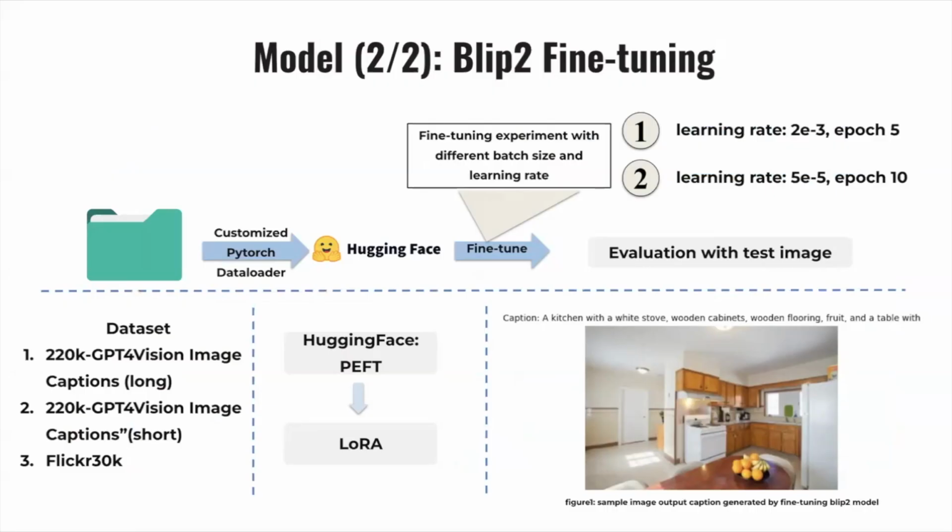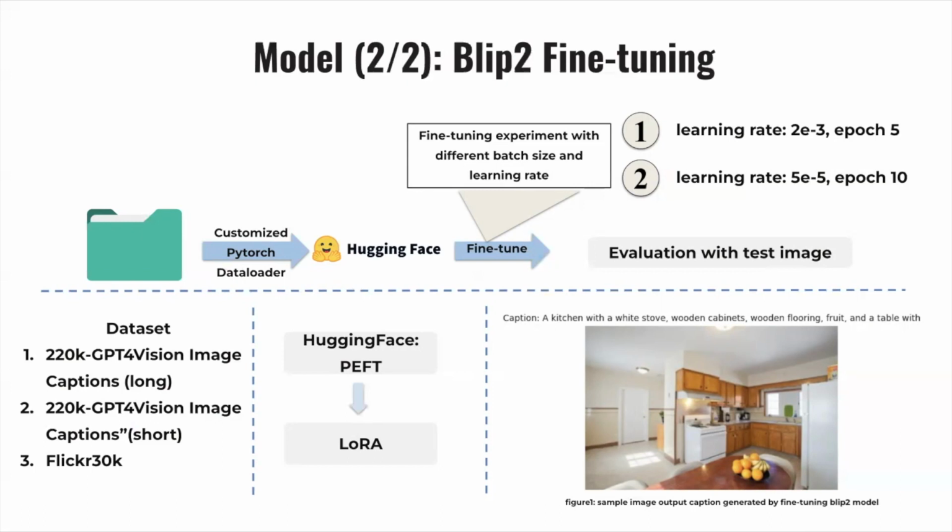To fine-tune an LLM such as Blip2, we utilize 3 distinct datasets, employing the PEFT package from Hugging Face to leverage LoRA for resource-efficient tuning of large language models. During the fine-tuning process, we tested 2 configuration settings. The first featured a relatively larger learning rate with fewer epochs, while the second utilized a much smaller learning rate across a greater number of epochs.